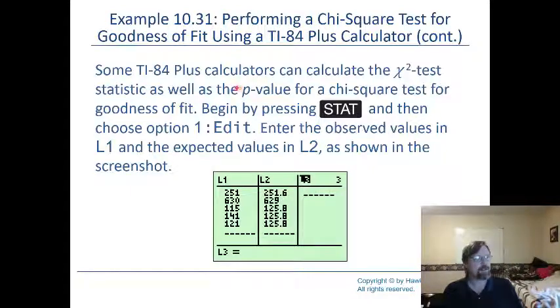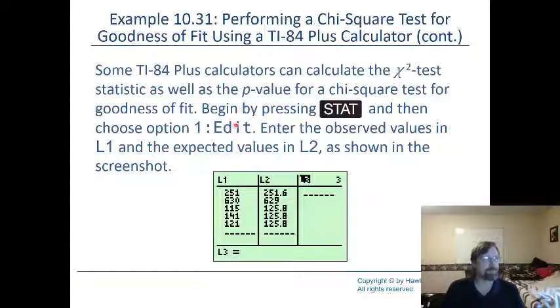You'll note it says some TI-84 plus calculators can do this for goodness of fit. So if yours doesn't, I'm sorry. I have not gone in and looked at what the appropriate Excel functions are for this. I know the chi-squared test is built into Excel, so we should be able to do this in Excel, and I presume in Google Sheets as well, but I have not tested that.